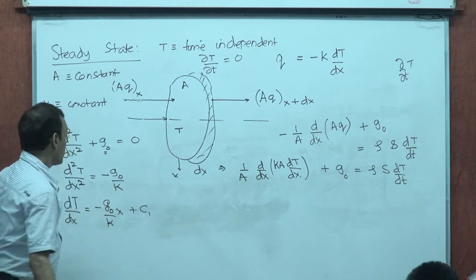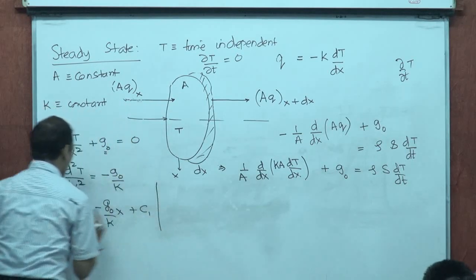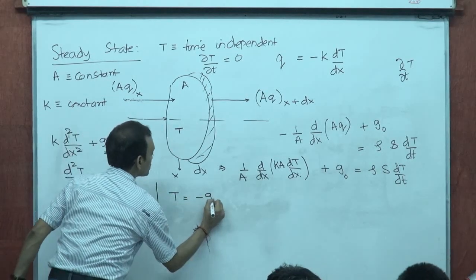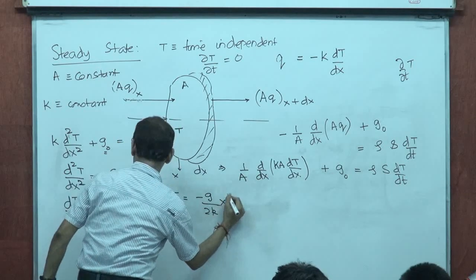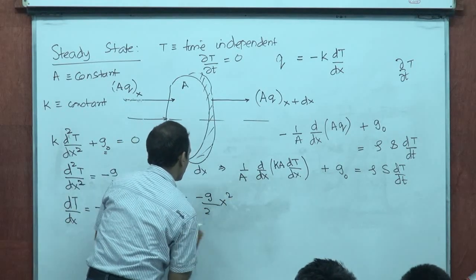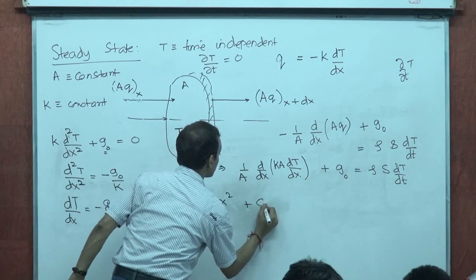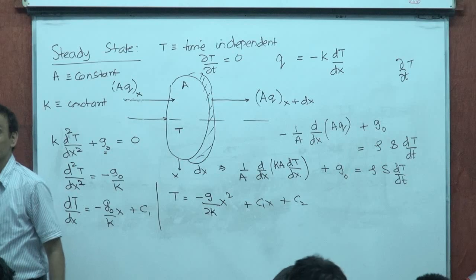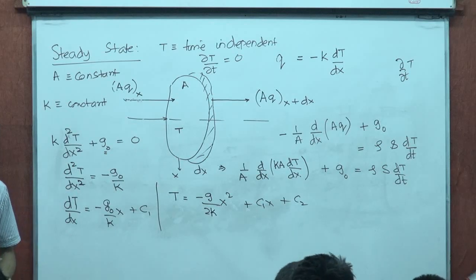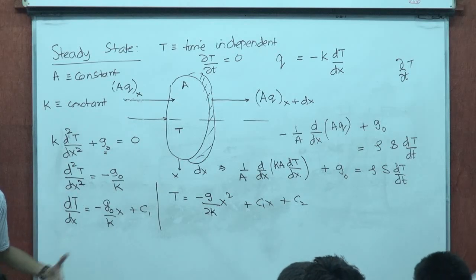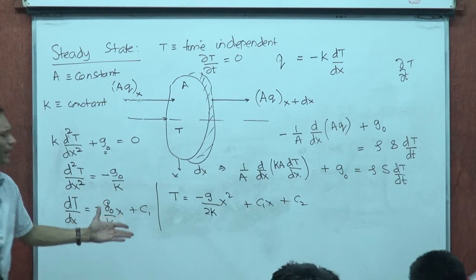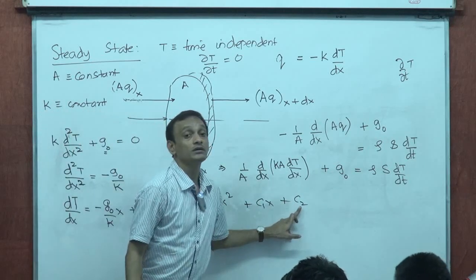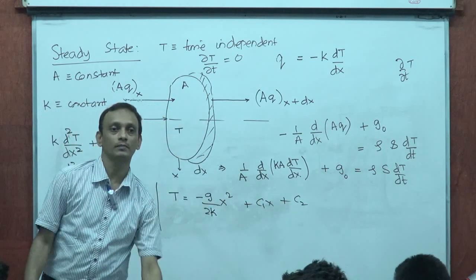Now I integrate one more time. I get T equal to minus g naught by 2K x squared plus c1 x plus c2. That's temperature as a function of x, which is a quadratic. So it's a parabolic variation of T as a function of x, yes or no? Now, how do these constants... Yes, you have a question.